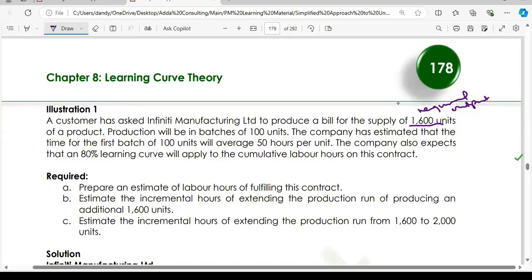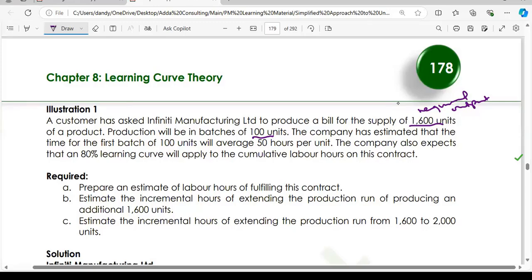To solve this question, you can either use the algebraic method or the tabular method. The required output is 1,600. The output in the first batch, we are told that production would be in batches of 100 units. Therefore, can I double 100 units to make up 1,600? Yes, I can double 100 to 1,600.